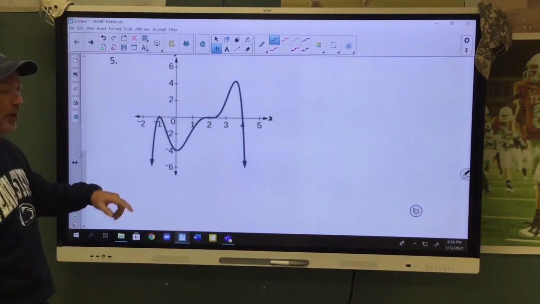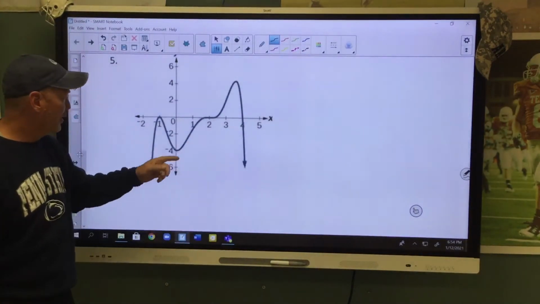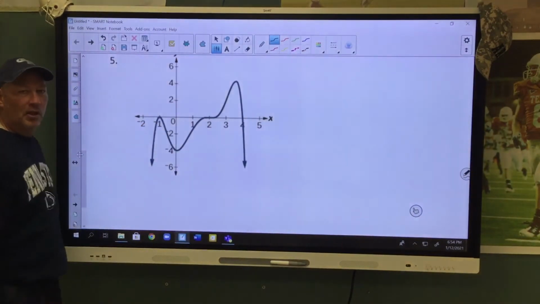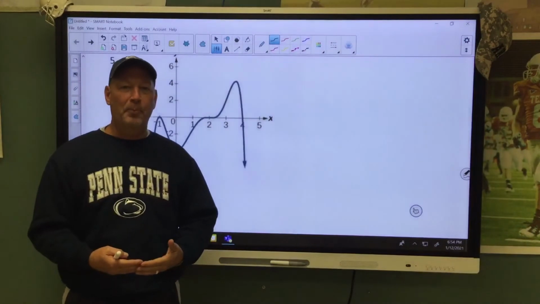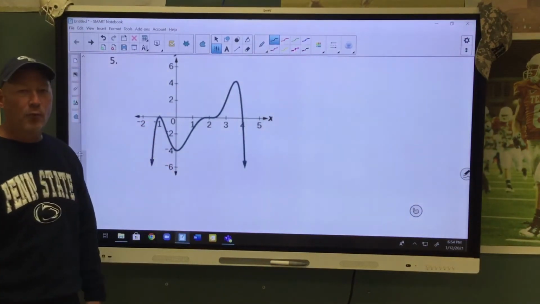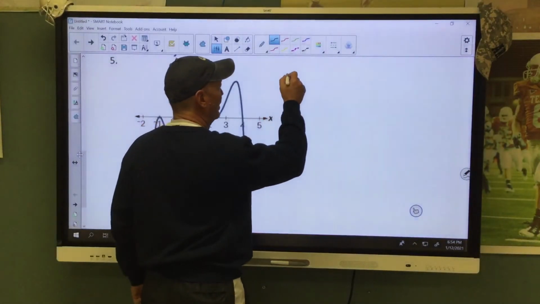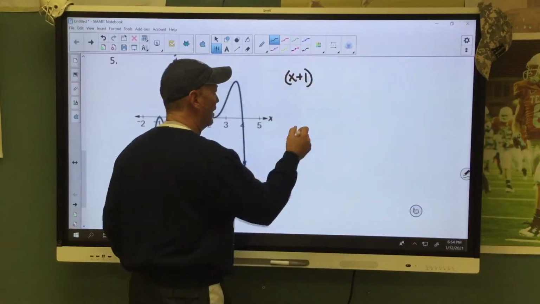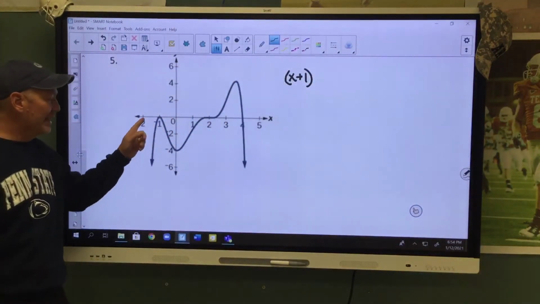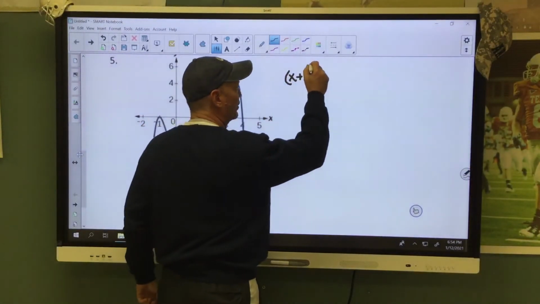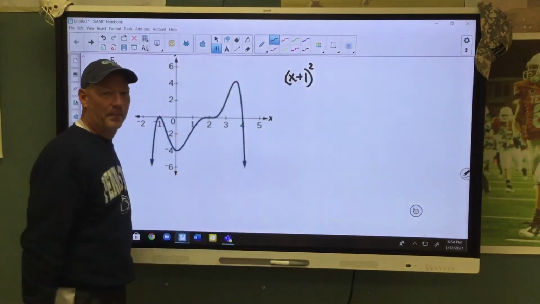All right, so on this problem, this root is at -1. If I put that back into the parentheses, where did that come from? What is the opposite of a -1? This is going to give me x plus 1. But this is an M2 situation. I need to square this, or put this with the exponent of a 2.